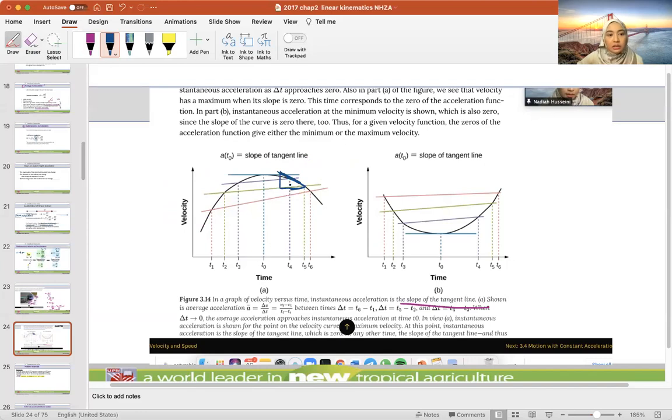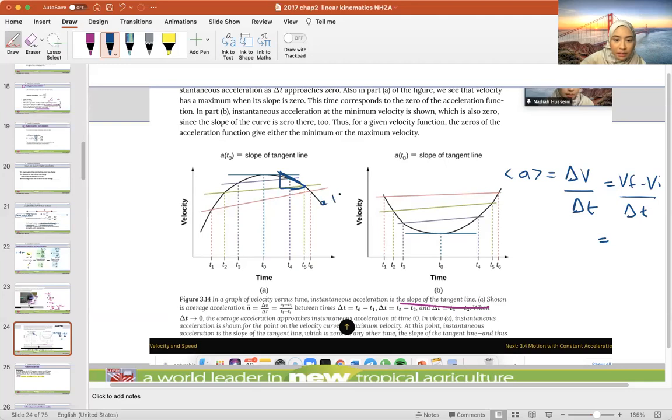Okay, so looking at this graph, how do I find the average acceleration? Anyone wants to try? How do I find the average acceleration from this graph? What is the definition of average acceleration? Delta V over delta T, or V final minus V initial over time. So how should I do it? No one wants to try?